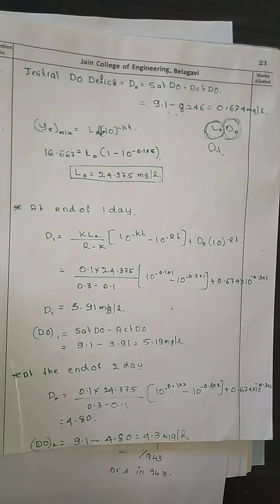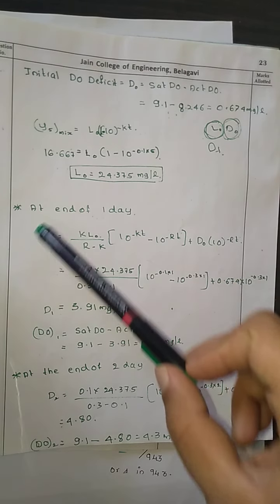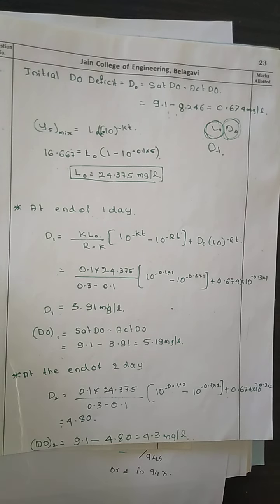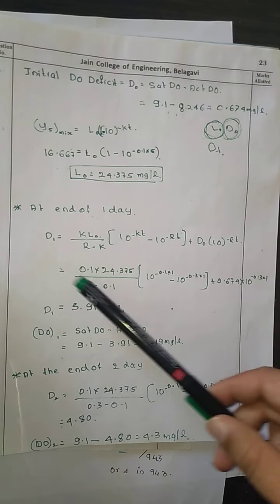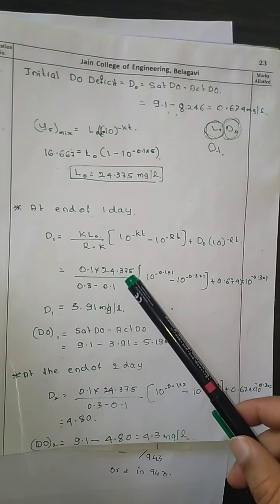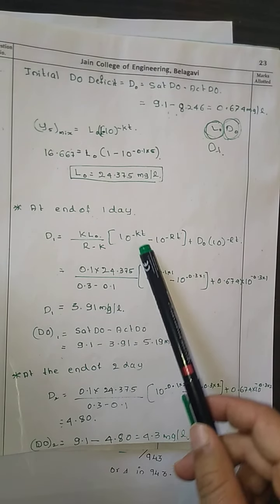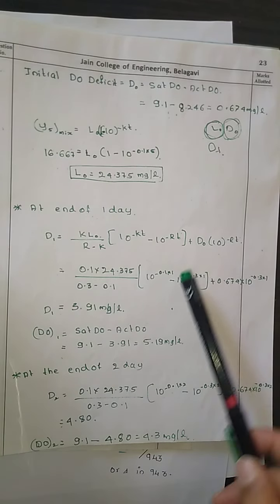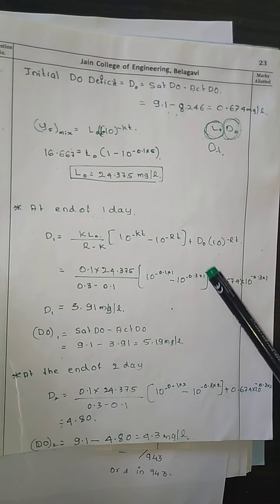So we have got D naught and L naught. Now let us find out Dt. What we needed to find out was the DO at the end of 1 day. So the formula is K L naught divided by R minus K, into 10 to the power minus KT minus 10 to the power minus RT, plus D naught into 10 to the power minus RT.